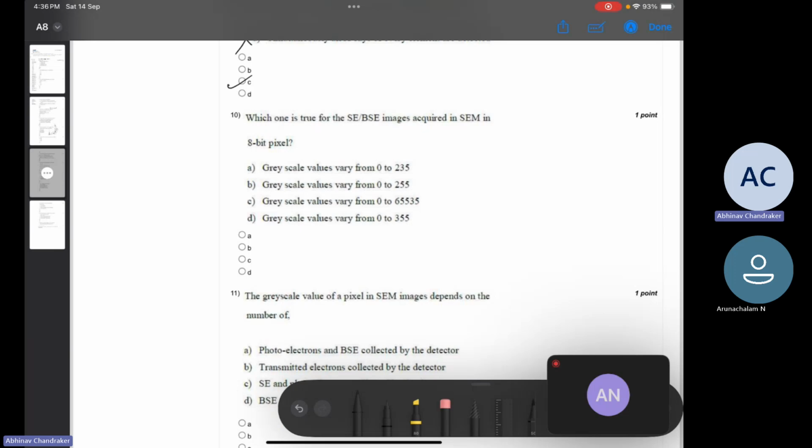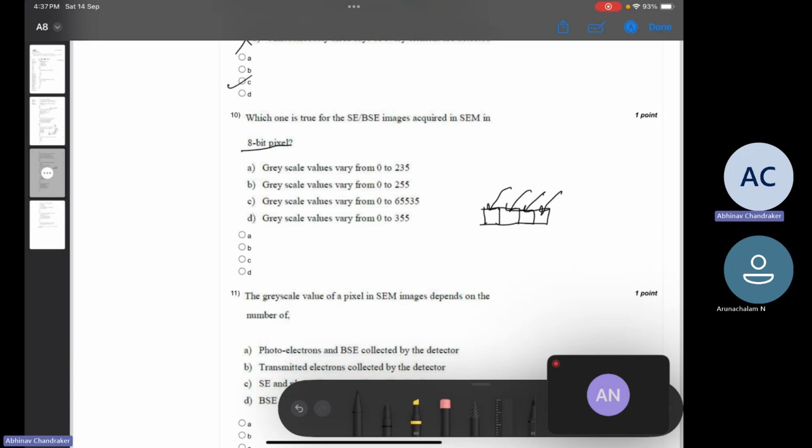Which one is true for the SE/BSE images acquired in SEM in 8-bit pixel? I think I have not covered in detail what the number of bits means in a pixel. In short, when you have any display, you have pixels which make up the display, a large number of pixels, and each pixel can have some particular dimensions, usually around 0.1 mm by 0.1 mm. It's a small square, and every single pixel will have one homogeneous color value. In case of gray images, it has a grayscale value.